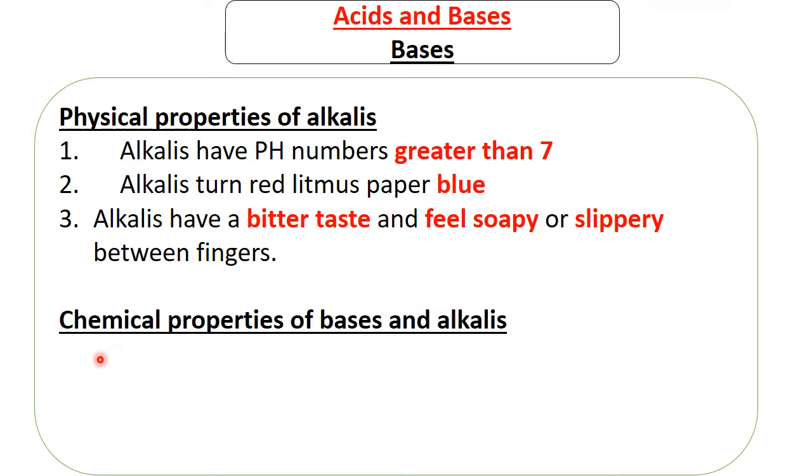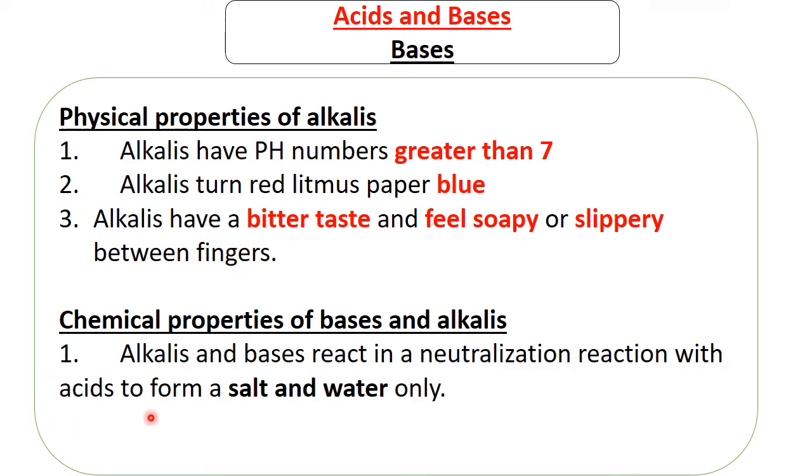So, go to chemical properties of bases and alkalis. The chemical properties are very important because from them, you know certain reactions and you'll be able to predict what is formed in a given reaction. The first one is that alkalis and bases react in a neutralization reaction with acids to form salt and water only. This one was discussed at length when we were talking about acids. For example, sodium hydroxide, which is an alkali, and hydrochloric acid, which is an acid, produce a salt, sodium chloride, and water.